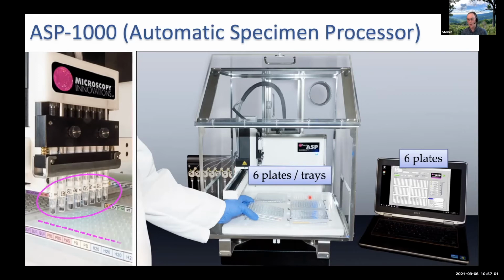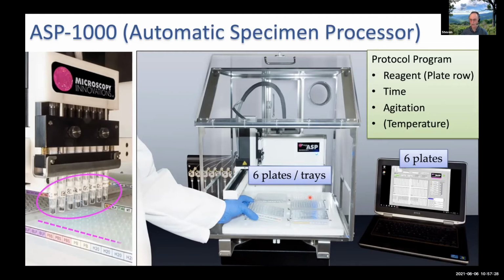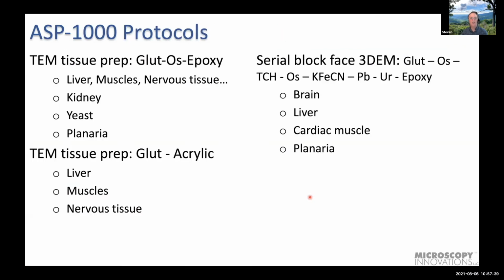For example, many labs place all the heavy metal reagents in one plate in order to simplify the waste stream handling. And you can even change the plates or add a reagent during a protocol. The ASP can text you when this step is needed, and this enables even more than 72 steps, such as I pointed out earlier, doing pre-embedding immunogold labeling followed by serial block-face TEM preparation. The protocol program specifies the reagent by its location. Where is it in a plate? It specifies the time, the agitation, and with an ASP accessory, the temperature of the reagent tray.